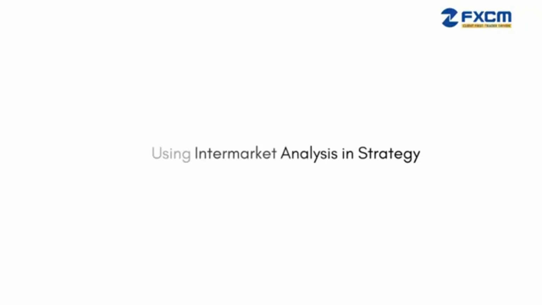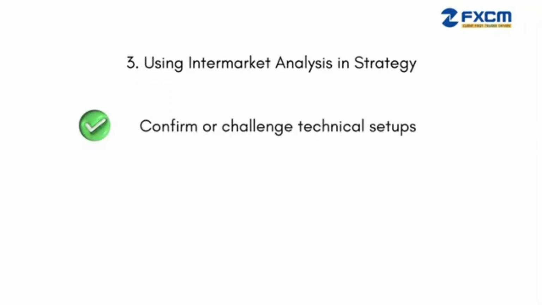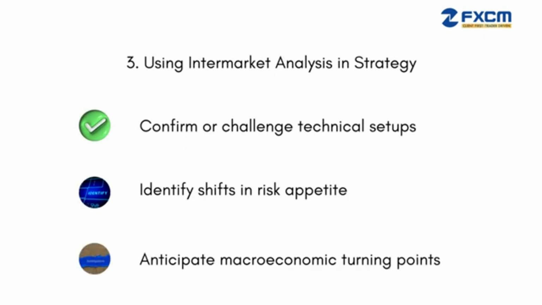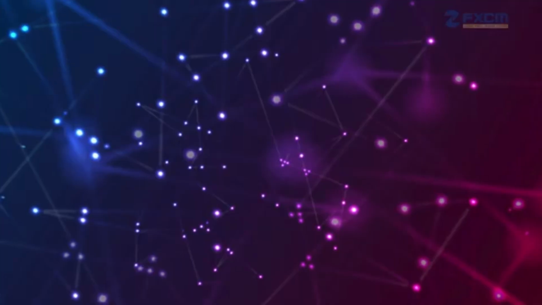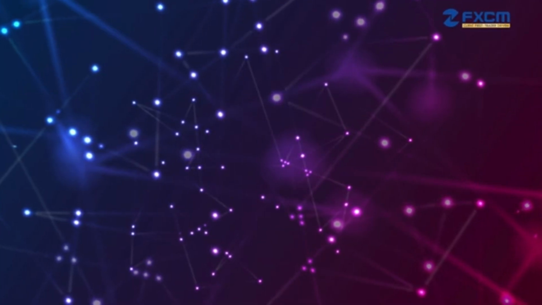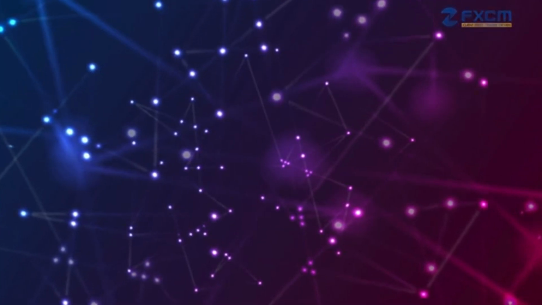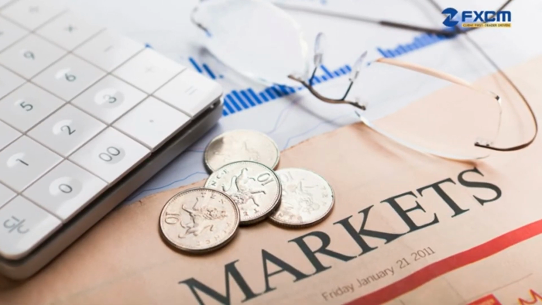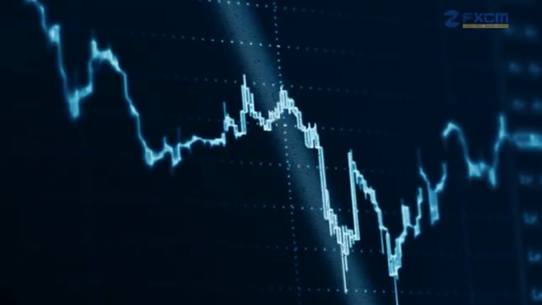3. Using intermarket analysis and strategy, traders can use intermarket signals to confirm or challenge technical setups, identify shifts in risk appetite, and anticipate macroeconomic turning points. Conclusion. By understanding how financial markets are interconnected, intermarket analysis allows traders to gain a broader view of market dynamics, spot hidden opportunities, and better manage risk across asset classes.